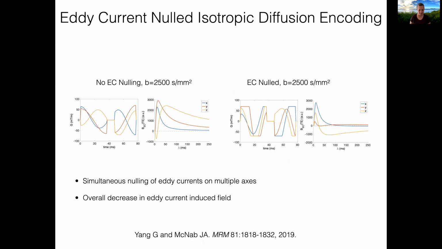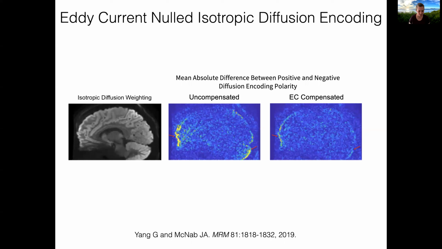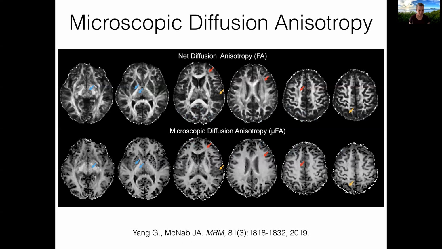And so you can see on the left example, the waveforms without the nulling and the ones on the right with the nulling. And we were able to simultaneously null on multiple axes or choose which axes you wanted to null on, and overall decrease the eddy current induced field. And this just shows an example of the improvement that we were able to achieve with that. And this type of isotropic encoding with the optimized waveforms was starting to produce some really beautiful in vivo images for the microscopic fractional anisotropy.